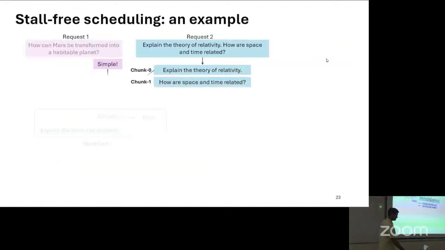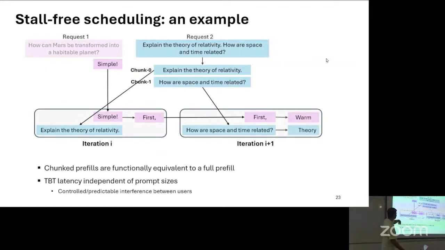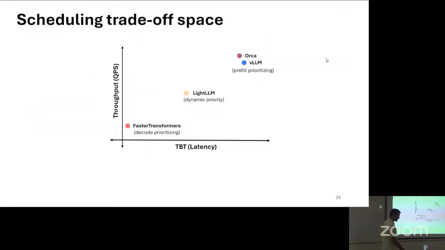I'm going to skip this. This is just a visualization of how this works, but hopefully this is clear. The important thing is that chunked prefills are functionally equivalent to a full prefill. So from the model output point of view, nothing changes. And Sarathi-Serve fits in this scheme somewhere over here. It gives you high throughput and low latency.